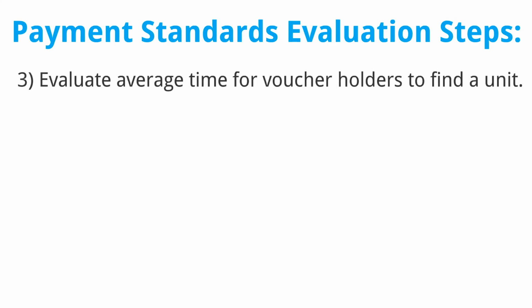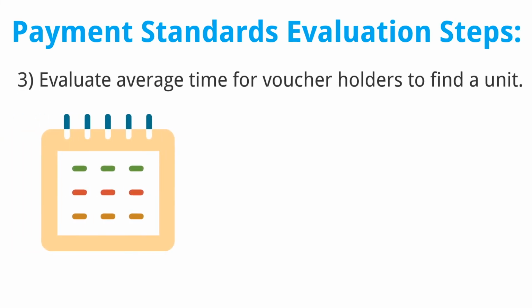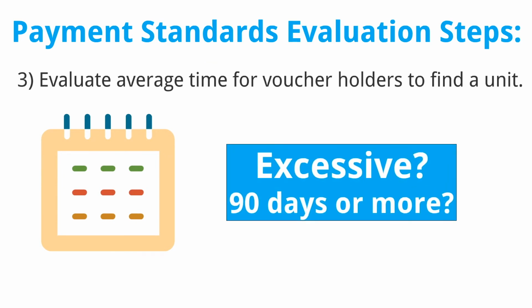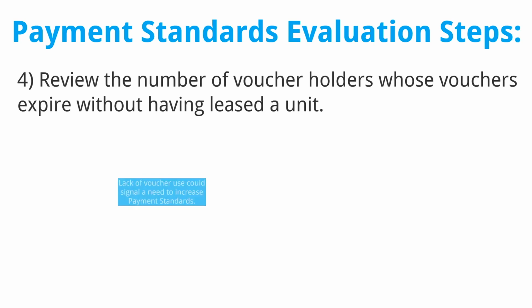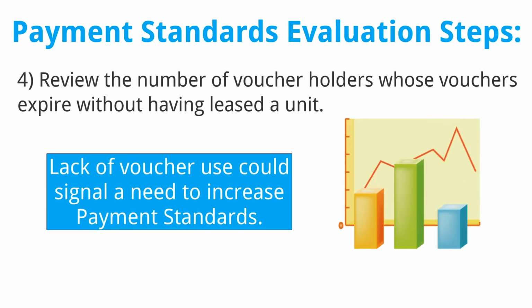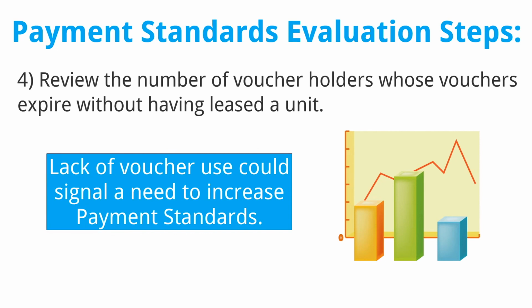Third, the PHA should look at the average time it's taking voucher holders to find a unit. If the average time required for voucher holders to find units is excessive, for example, 90 days or longer, an increase in the payment standard may be needed. And finally, the PHA should also review the number of voucher holders whose vouchers expire without having leased a unit. While some barriers to leasing are to be expected, the fact that there are a substantial number of families unable to lease units with assistance under the HCV program suggests that the payment standards may be too low.